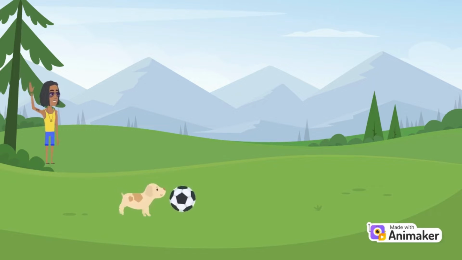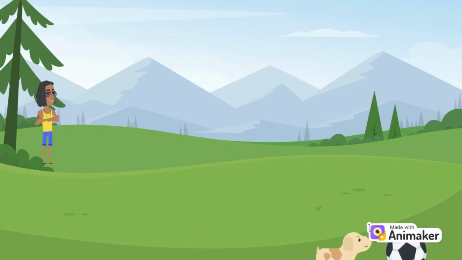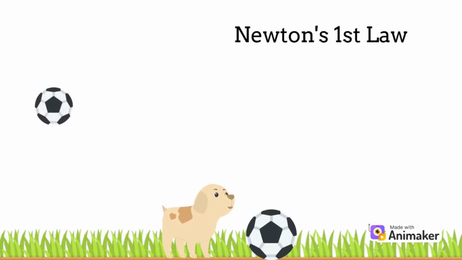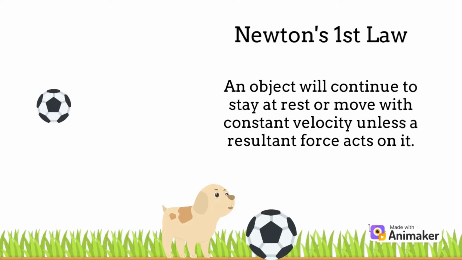Now, let's take a look at how Newton's laws of motion are applied when the boy is kicking a stationary ball. Newton's first law of motion states that an object will continue to stay at rest or move with constant velocity unless a resultant force acts on it.